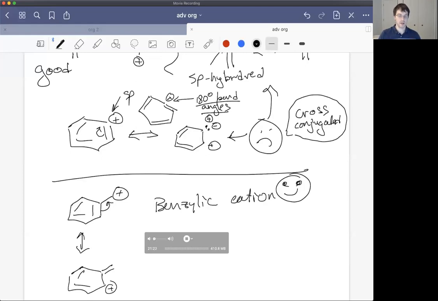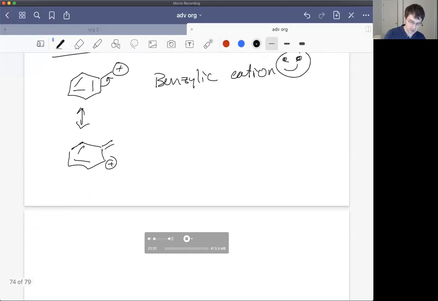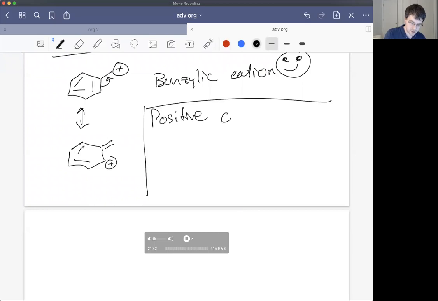But there are other rings that we can see positive charges existing in, and that is just a few aromatic rings. Let's just write it this way: positive charges in aromatic rings. Well, I'll show you one where the positive charge is actually part of the aromatic ring, and that's a 7-membered ring.